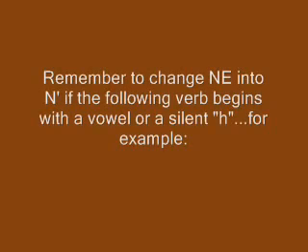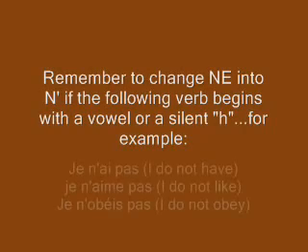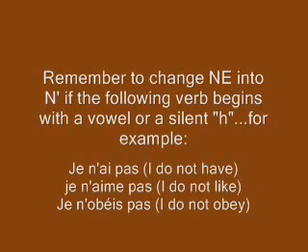So remember this, each time the verb begins with a vowel or a silent h, h muet, you should remove the e of ne and put the apostrophe to join, to combine ne and the verb that comes after. Okay? Okay, so je n'ai pas d'argent dans mon compte en banque.